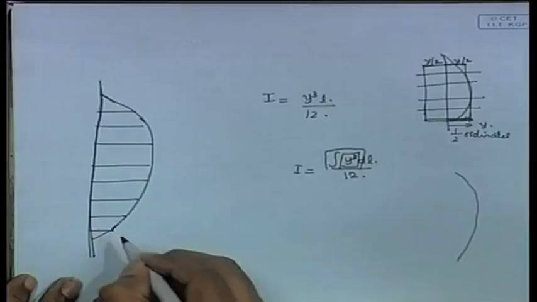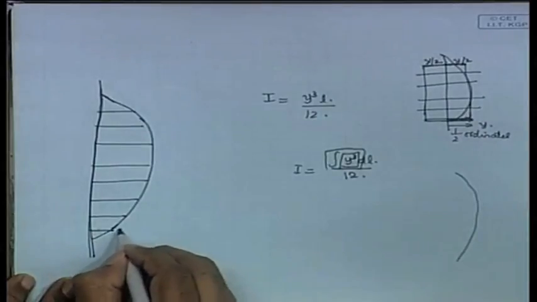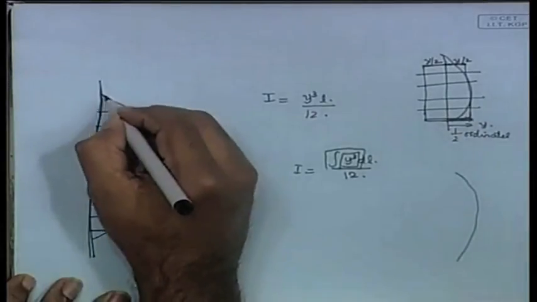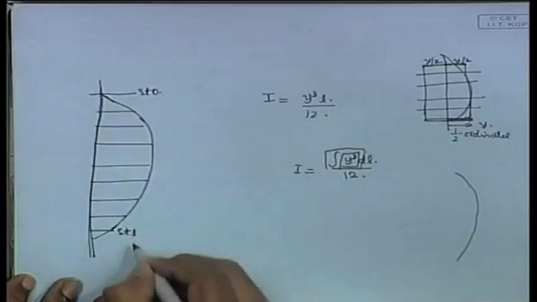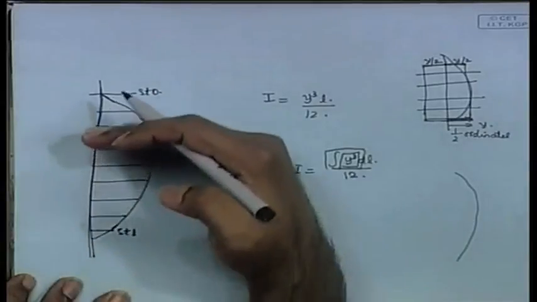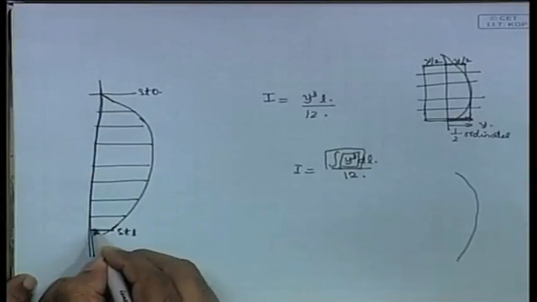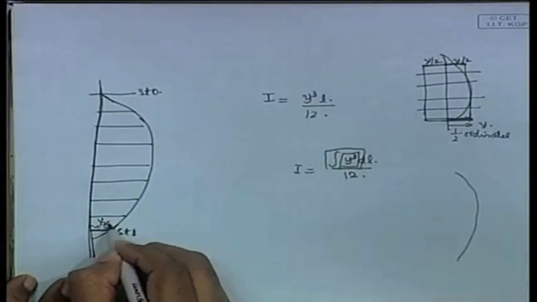These are different stations. I think they have called this station 8, and this is the aft of the ship, this is station 0, and here it is station 8. So the ship is divided into different stations, and at each station you are given the half ordinate.